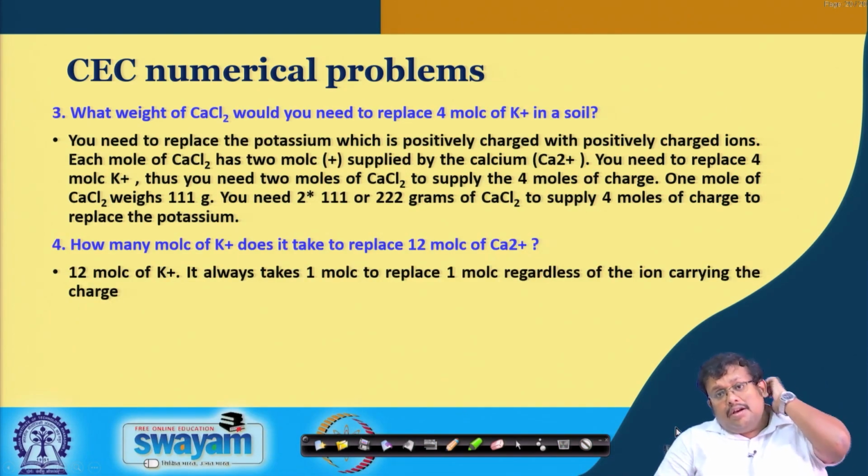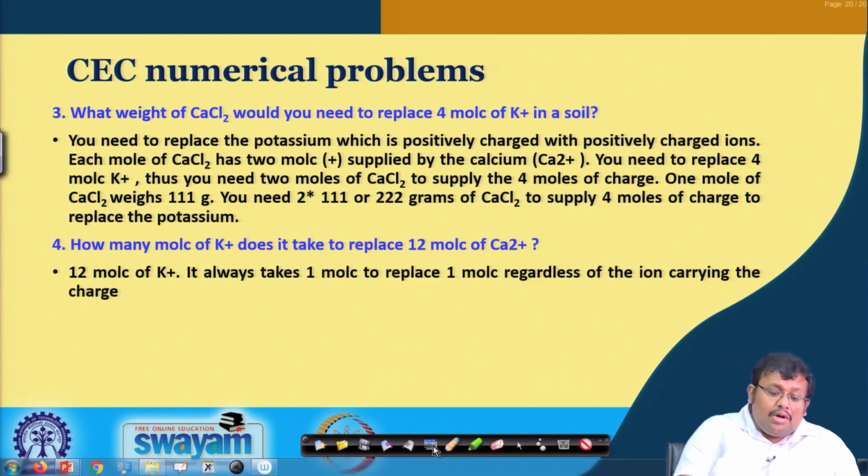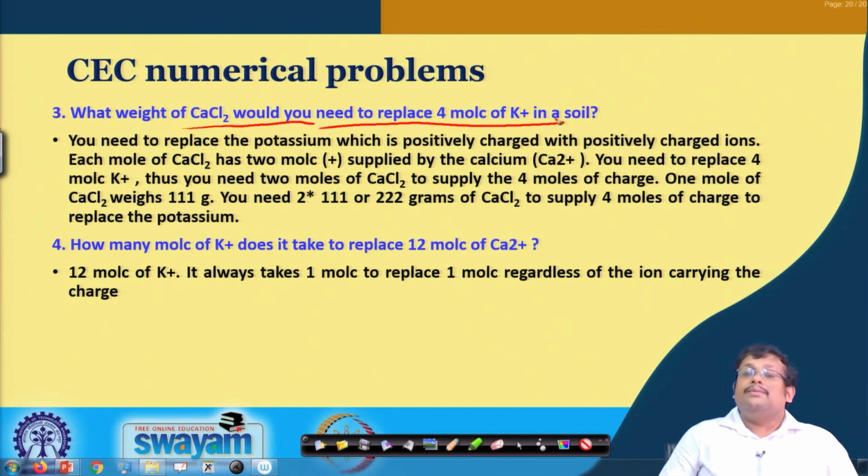Now, the third question is, what weight of calcium chloride would you need to replace 4 mole charge of potassium in a soil? So, you have a soil, and you want to replace 4 molar charge of potassium in a soil using the calcium chloride. So, what weight do you need? Now, we need to replace the potassium, which is positively charged, with positively charged calcium ions.